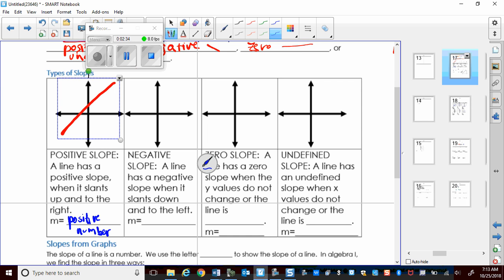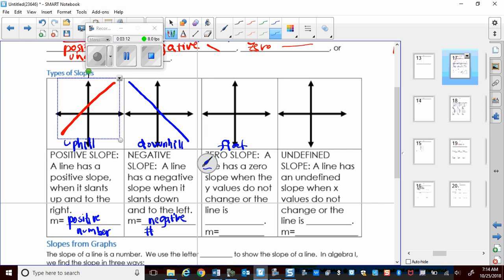Similarly, a line that has a negative slope slants down and to the left. This slope equals a negative number. So it would look something like that. Those are lines with negative slopes. They slant downhill. So maybe make a little note. I'm going to write uphill, downhill, and then I'm going to write flat.